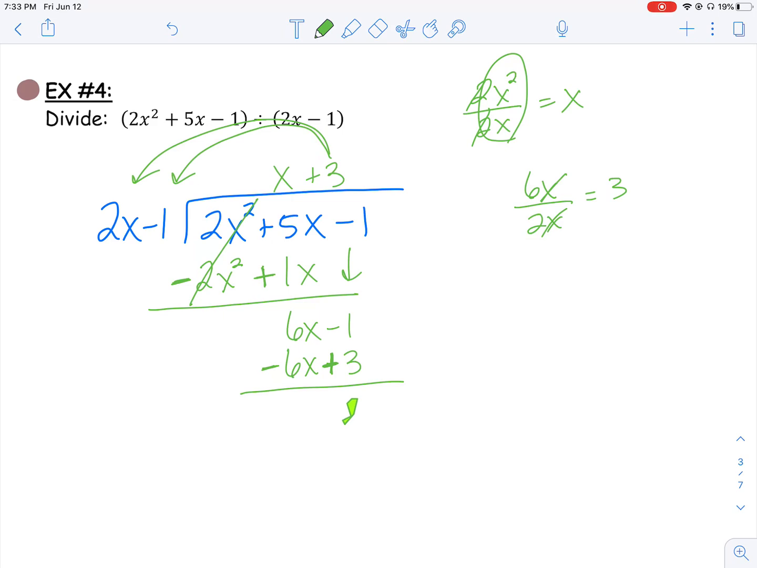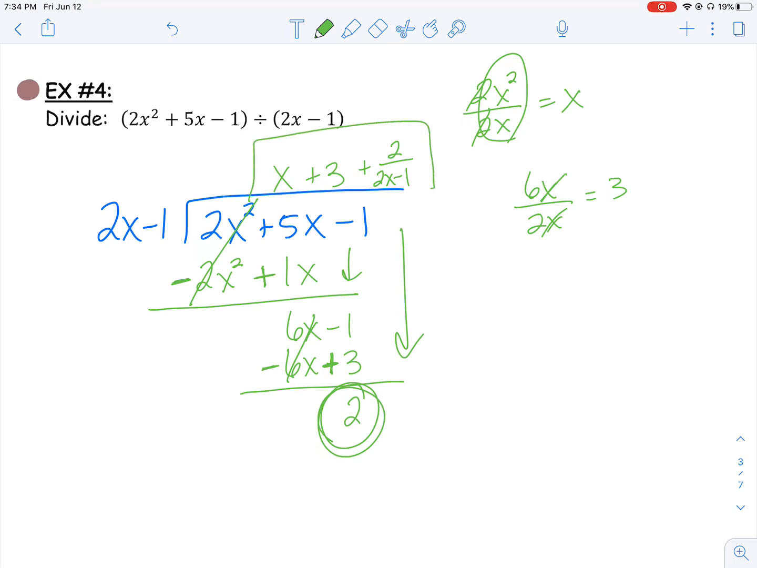Uh-oh, you've noticed. What happened here? You notice that there is no other term to bring down, but I don't have a 0, which means on this one, I actually have a remainder. So here's how we're going to write it. Since it's a positive 2, we have a remainder of 2 over my 2x minus 1, over my divisor. And so my final answer would be x plus 3 plus 2 over 2x minus 1. A little bit of a remainder on that one, which is different than the first example that we looked at.